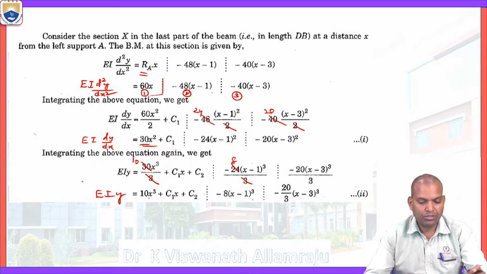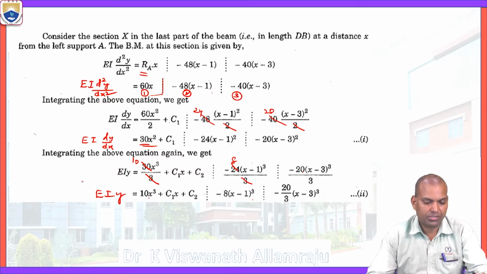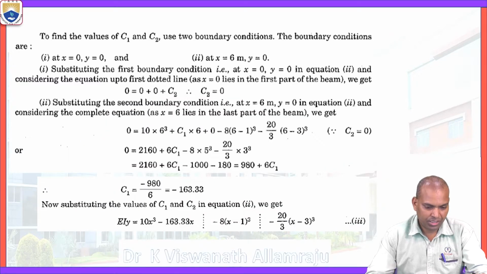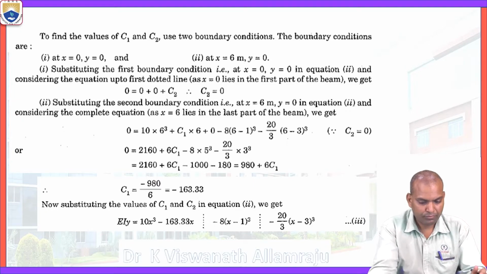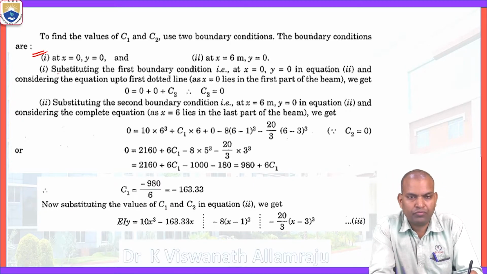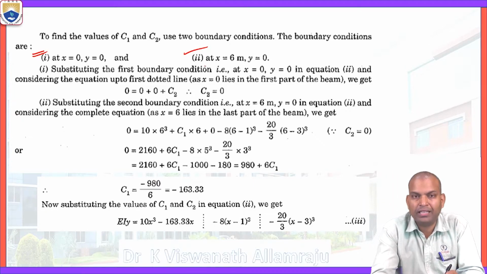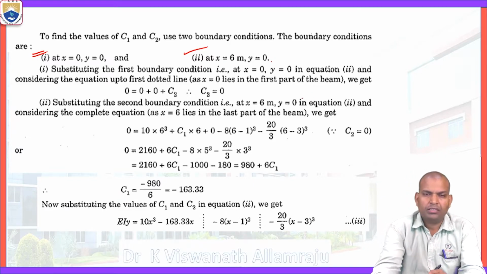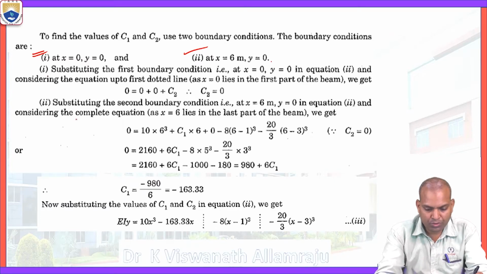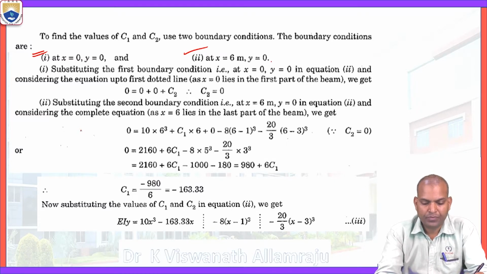Now how to find these two constants of integration? By using two boundary conditions. The two boundary conditions are: x equal to 0, y equal to 0, and at x equal to L, L means the whole span, that is x equal to 6 meters, the deflection is 0. Substitute these two conditions, where y stands for deflection.